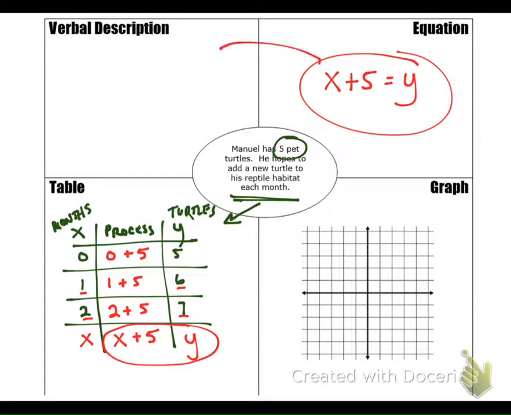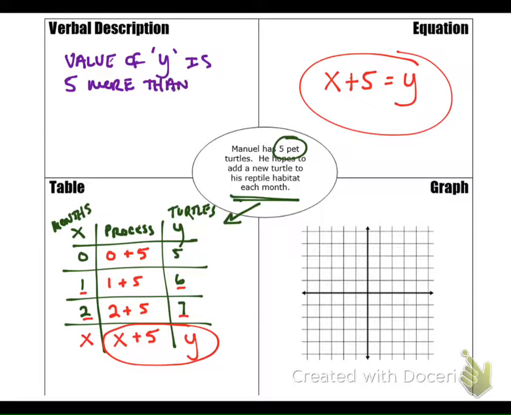Now once I have that equation, I can pop over here to my verbal description. So let's take a look at our verbal description. The verbal description is going to put it in terms of x's and y's. So I'm going to say the value of y, because that's my answer of y, is 5 more than, and I want to say more than because I have a good addition problem going on. More than is a good addition term right there, good addition words. 5 more than the value of x.